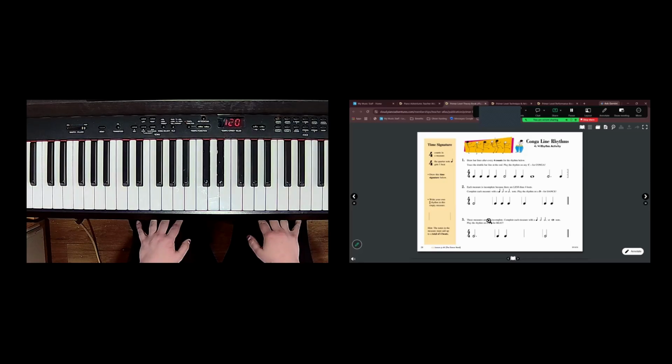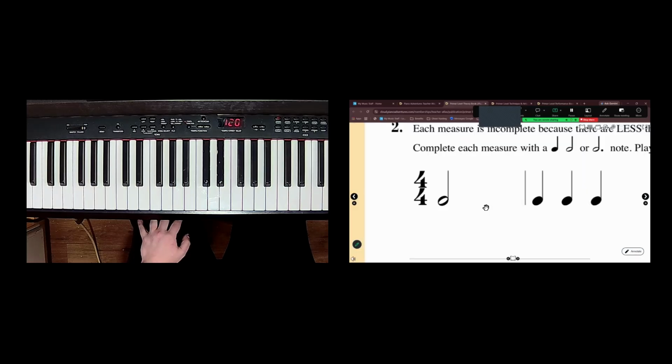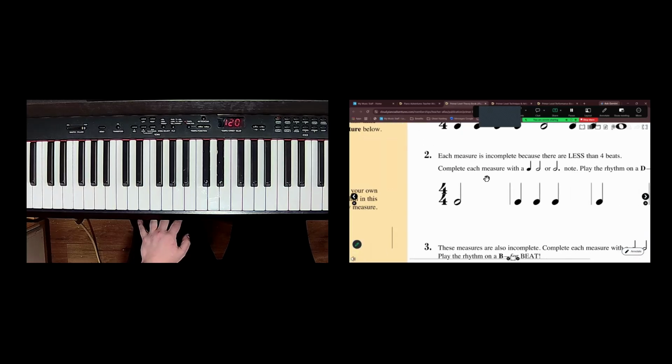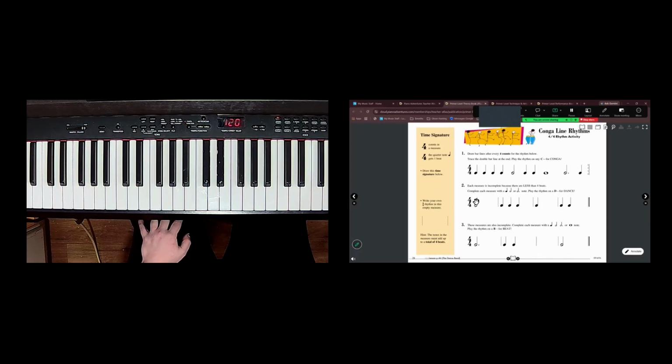So you would draw what kind of a note next to it if you need a 2 count note? You would draw a half note. That's right. Very good. Okay.